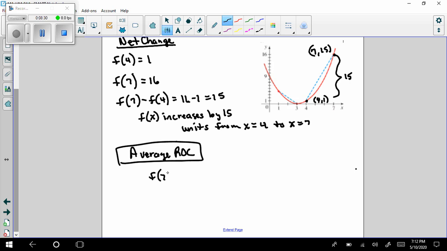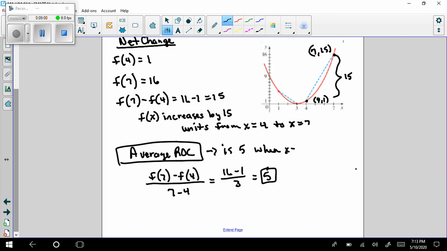So f of 7 minus f of 4 all over 7 minus 4, which is going to be 16 minus 1 over 3, which is going to be 5. So average rate of change is 5 when x equals 4 to 7.